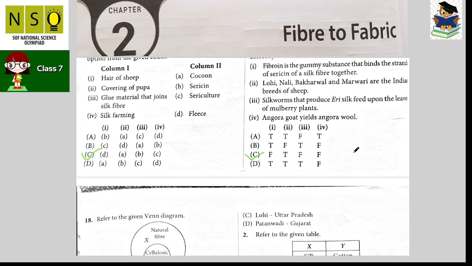As we know, sericin is a gummy substance that binds the strands of fibroin of a silk fiber together. Silkworms that produce airy silk feed on castor leaves, and Angora goat yields a type of wool known as mohair.